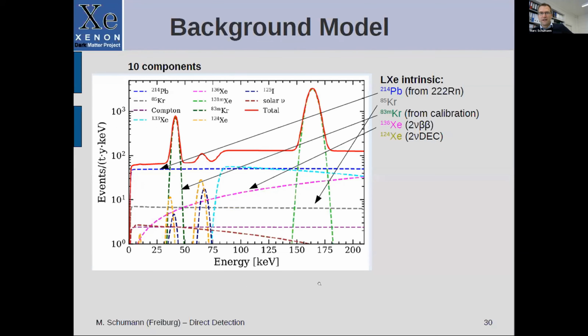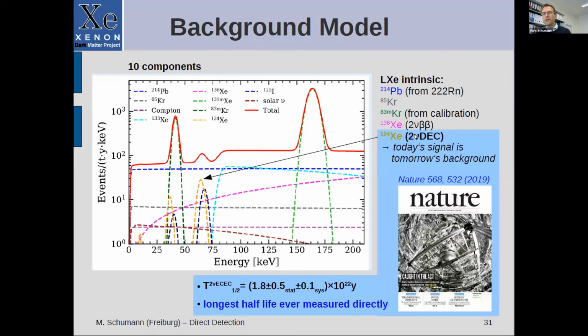The background model is rather complex. It has 10 components. It starts from liquid xenon intrinsic impurities. It's dominated by lead-214, which comes from radon-222 that's emanated from all detector surfaces. I just want to highlight one more thing. This is the 2 neutrino double electron capture signal that we published last year. We were on the cover of the Nature journal. This is the rarest second order weak decay in an isotope, the longest half-life ever measured directly. And for this kind of search, we need to take it into account in our background model.